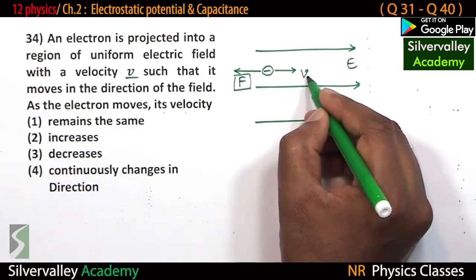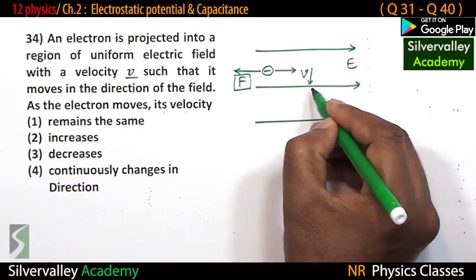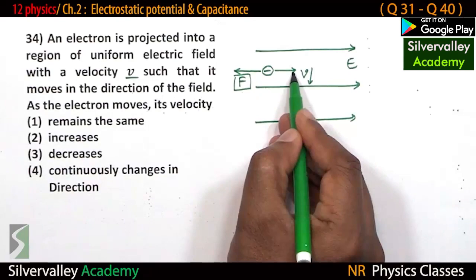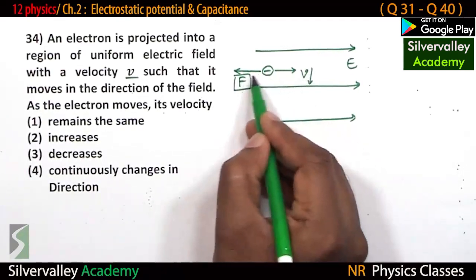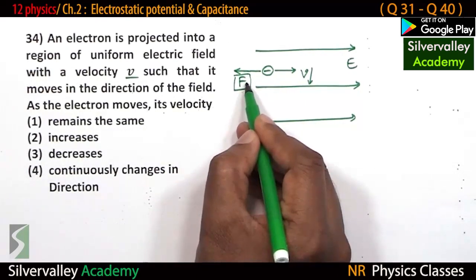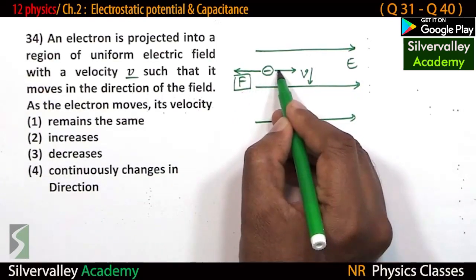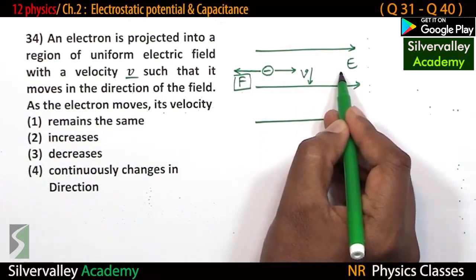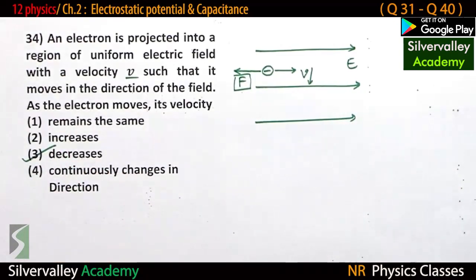As a result, velocity of the electron decreases. Force and initial velocity are in opposite directions. Therefore, this behaves like a retarding force. As a result, velocity should decrease, isn't it? Decreases.